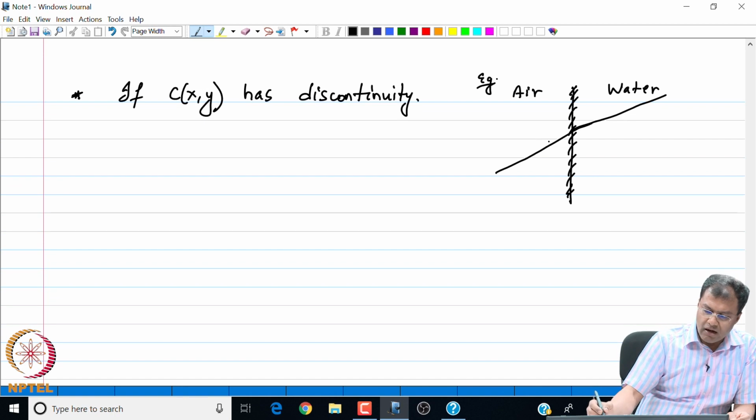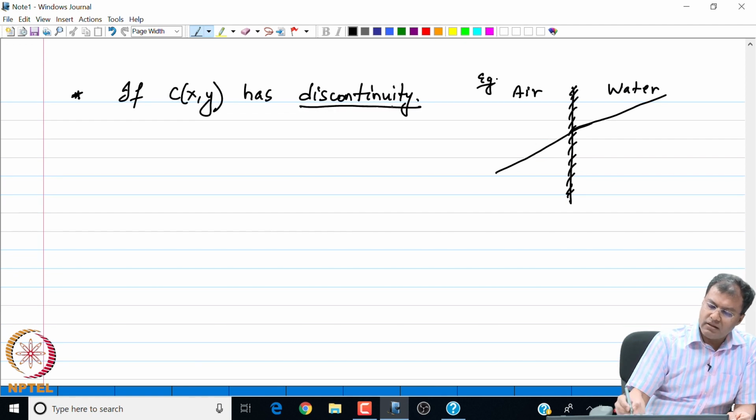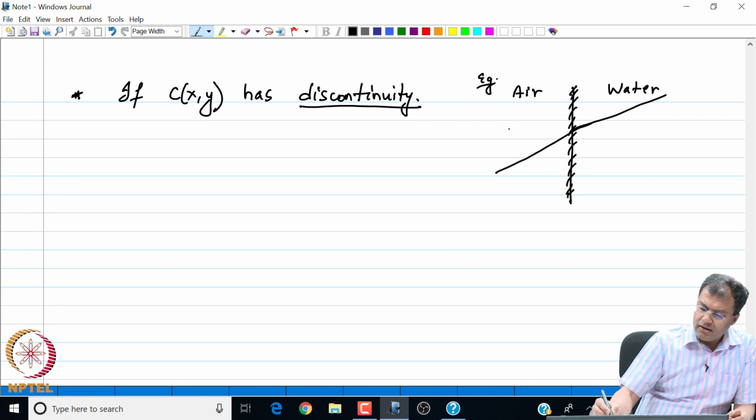So, in this case now I cannot use my Euler-Lagrange equation to solve the problem, because the moment the velocity has discontinuities, the speed has discontinuity, our underlying assumption of having two continuous derivatives of the integral will fail, right. So, then we can still move ahead.